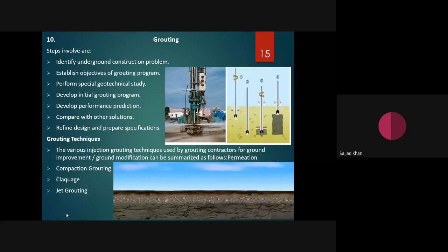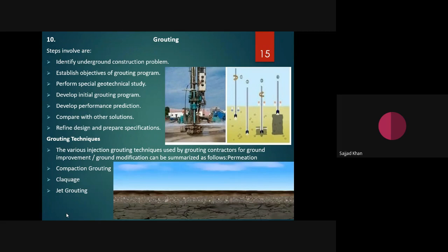Identify the underground construction problem, establish the objective of the grouting program, perform a special geotechnical study, develop an initial grouting program, develop a performance prediction, and compare with other solutions. Refine the design and prepare the specification.